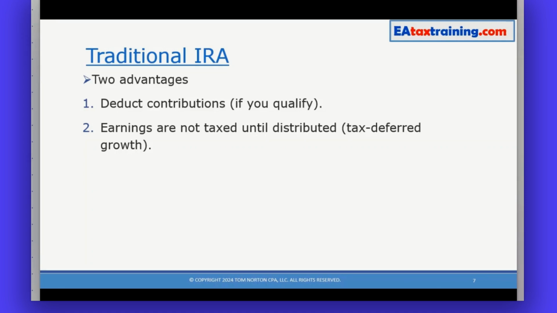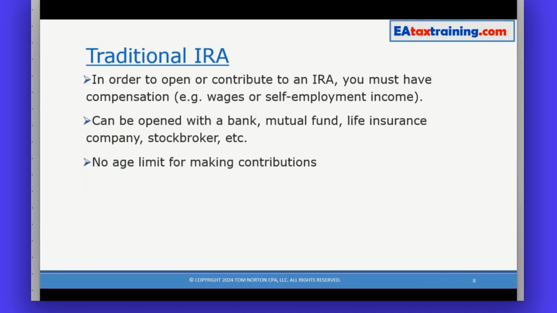You don't have to pay taxes on it until you take the money out, which presumably would be once you retire. So you put the money in now, you get a deduction for putting the money in. The earnings grow every year until you retire. And even after you retire, as long as the money's in the account, then the account is going to grow with the earnings, and you don't pay taxes on those earnings until they are distributed. So those are the two tax advantages of a traditional IRA.